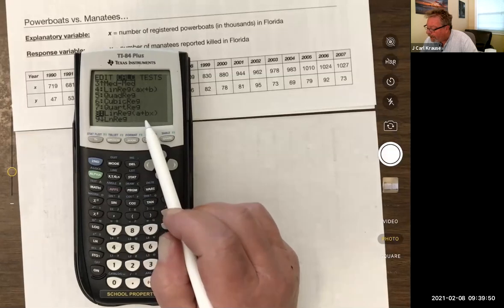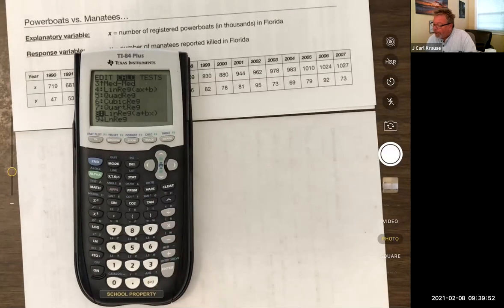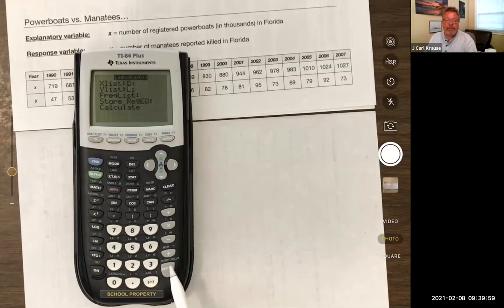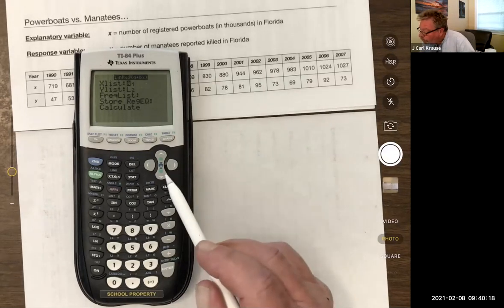Always use option 8. Okay, so if I press enter on that, then it will bring me to this screen. Now this is what the newer calculators look like. If you're using an older calculator, it has a slightly different interface, and you can see instructions for that on that YouTube video on our Canvas page.